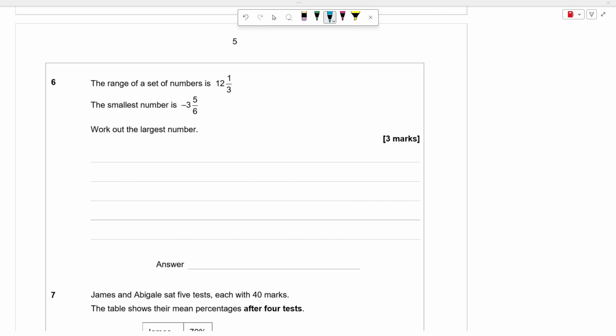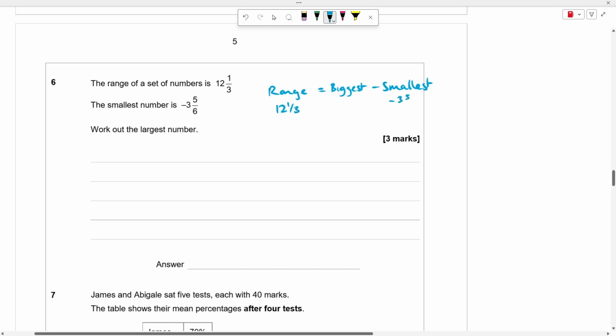Now for the next question, it says that the range of a set of numbers is 12 and a third. The smallest number is -3 and 5/6, and the question is asking us to work out what the largest number is. Well, to work out the range, that's going to be the biggest number minus the smallest. So if the range is 12 and a third and the smallest number is -3 and 5/6, let's just call our biggest number x. So from this, two minuses become a plus.